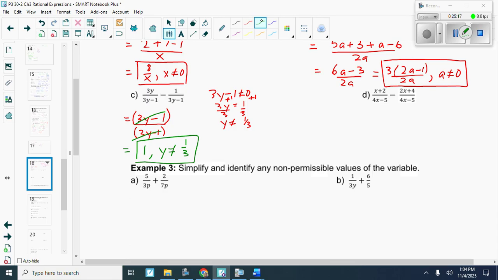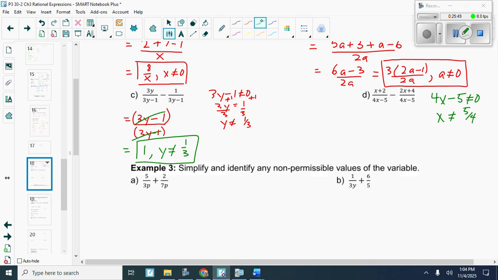Okay, state your, so again, first you would look at it and you would say, okay, I need to factor my denominator. It's factored. Then I state my non-permissible values. Then I find a common denominator. It's already common. And then I can make a common numerator and collect like terms. So in this case, we have 4x minus 5 cannot equal 0. So x cannot equal 5 over 4. Okay, that's the summary.